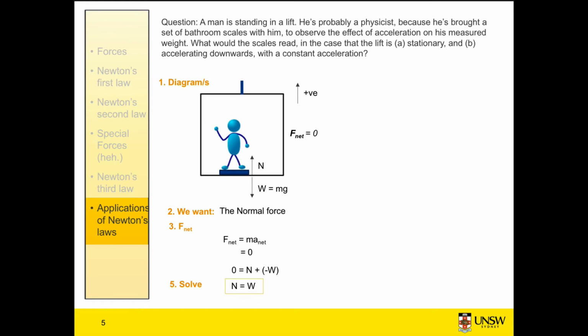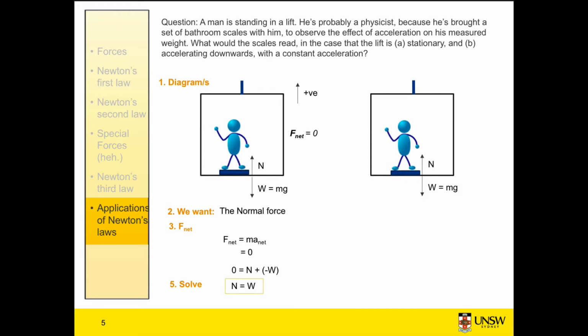In part B, we're told that the lift is accelerating downwards with a constant acceleration. So, diagram and label the forces. Once again, we have our weight force down, our normal force up. And in this case, we know that we have a net force acting on the system in the downwards direction. We know again that we want the normal force, and so our next step is to find the net force in this case. So we know that our net force is equal to the mass times the net acceleration, and we know the net acceleration is down. So our net force is negative.